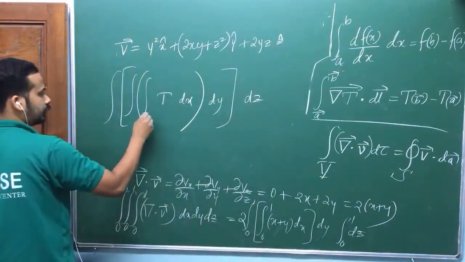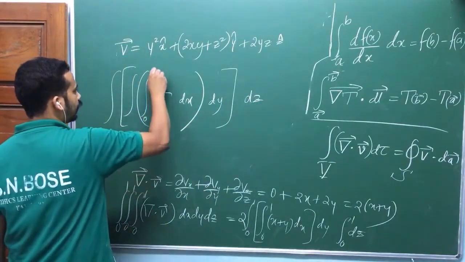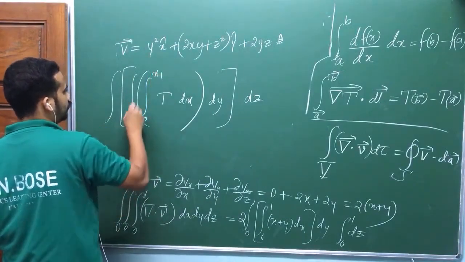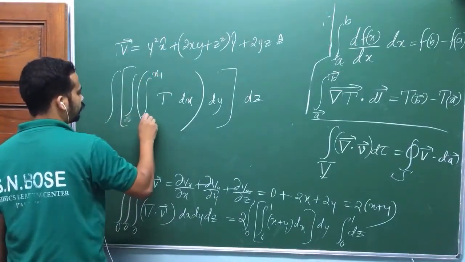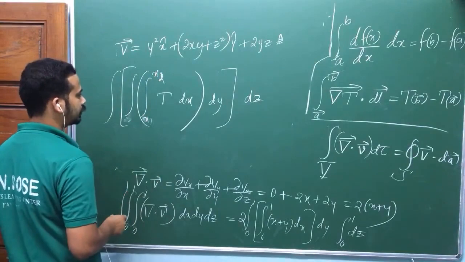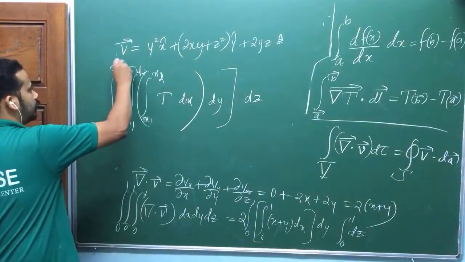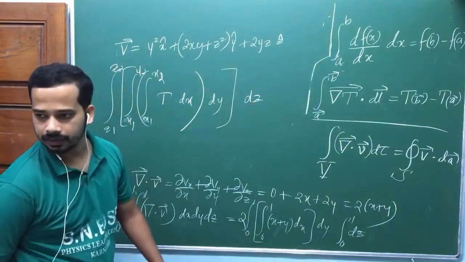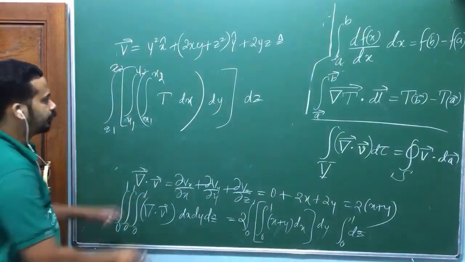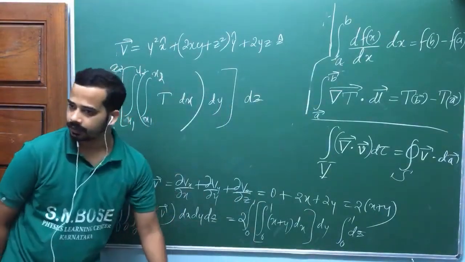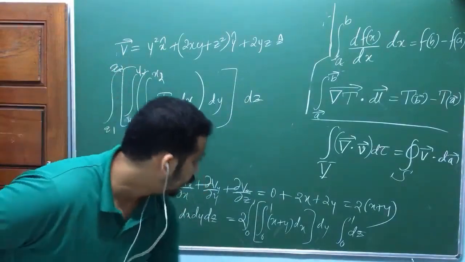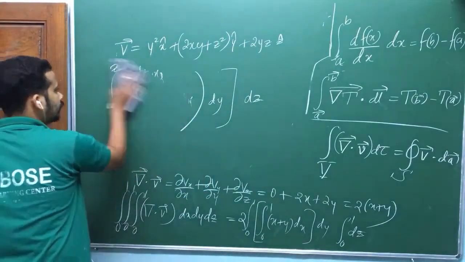This is 0 to x1 to x2 along the x-axis, y1 to y2 for the y variable, z1 to z2. This is how you can do the volume integral. Put the brackets properly and you will understand. Is it okay? Now look at here. Shall I move on?